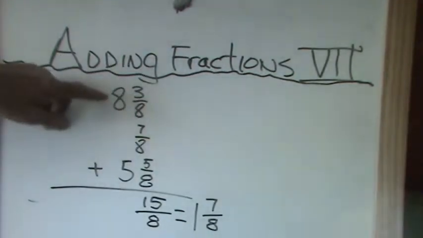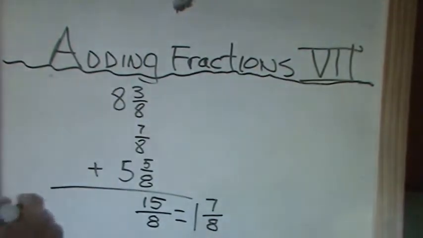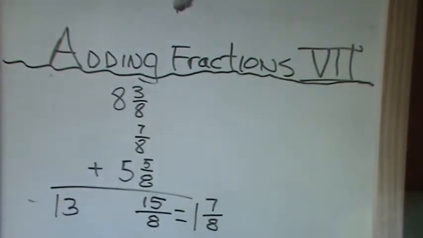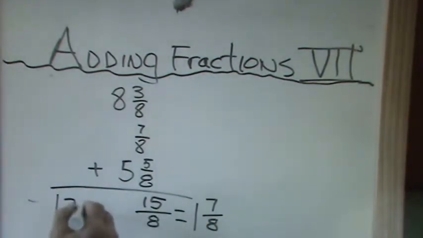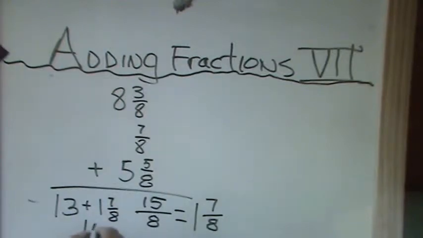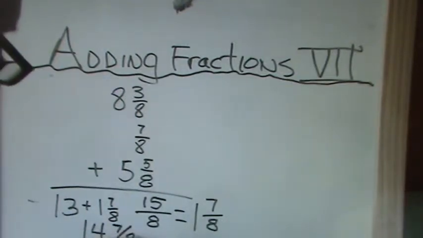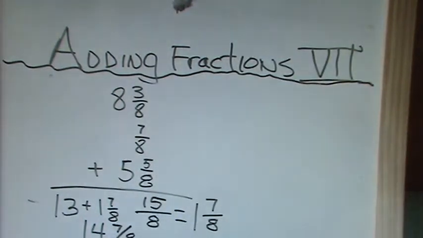Okay, so now I add the whole numbers. 8 and 5 is 13. But I have 1 and 7/8 here. So it becomes 13 plus 1 and 7/8, which is 14 and 7/8. And that's how I would work the problem if it were with mixed numbers. Okay, I'm going to put a couple of practice problems up and give you a chance to do some work on your own here.